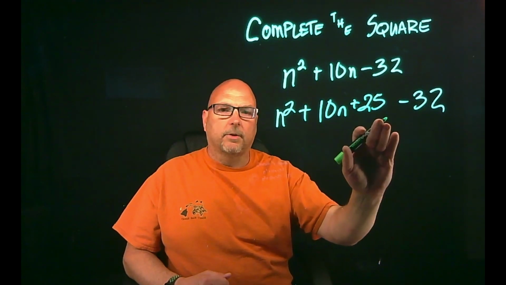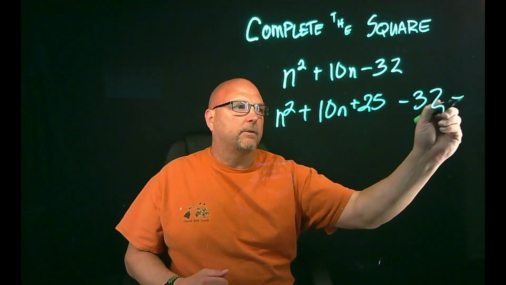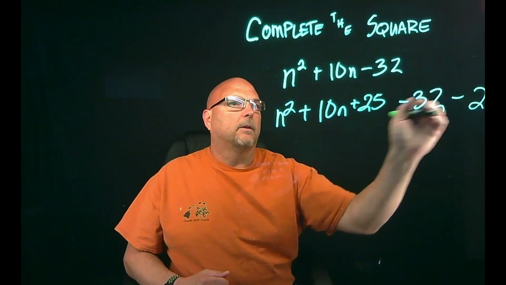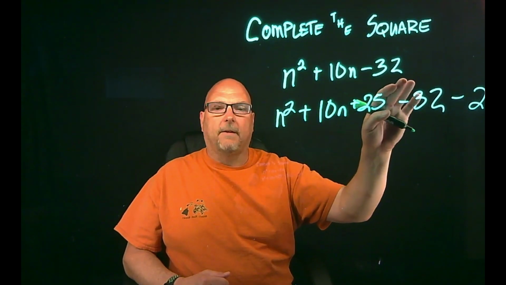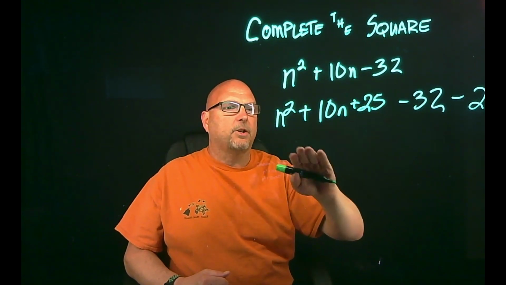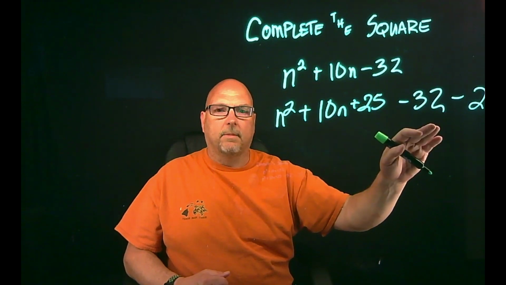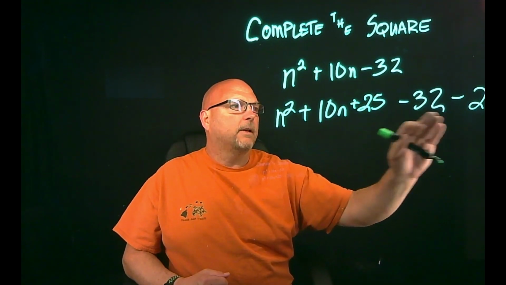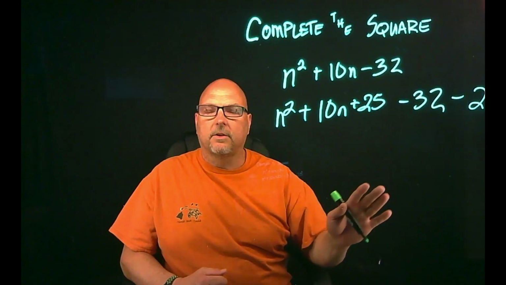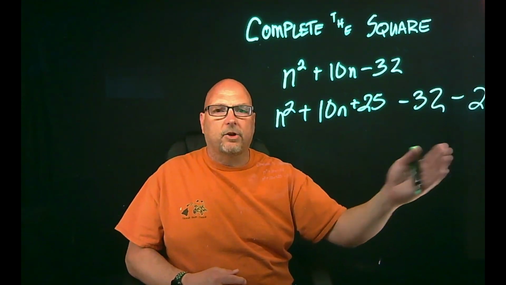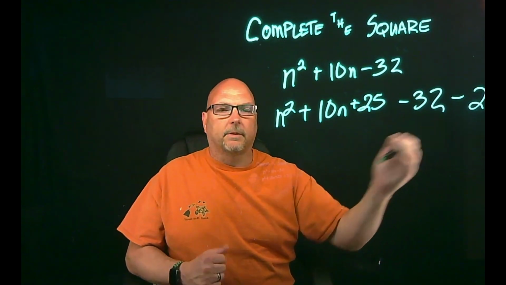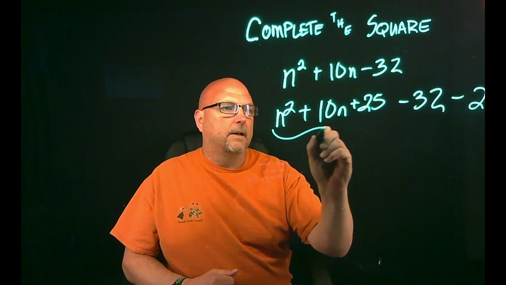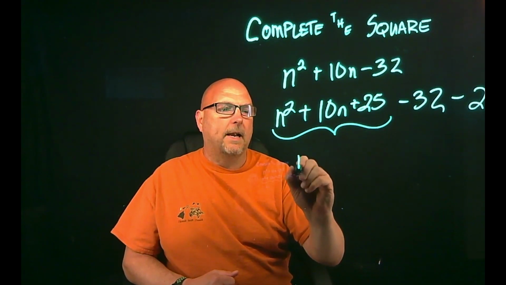But can I just arbitrarily add 25? And the answer is no. So I still have to maintain the value of the initial expression, n squared plus 10n minus 32. Plus 25 and minus 25, that doesn't do anything to the value of this expression because those add up to 0. But what I've done is completed a square.